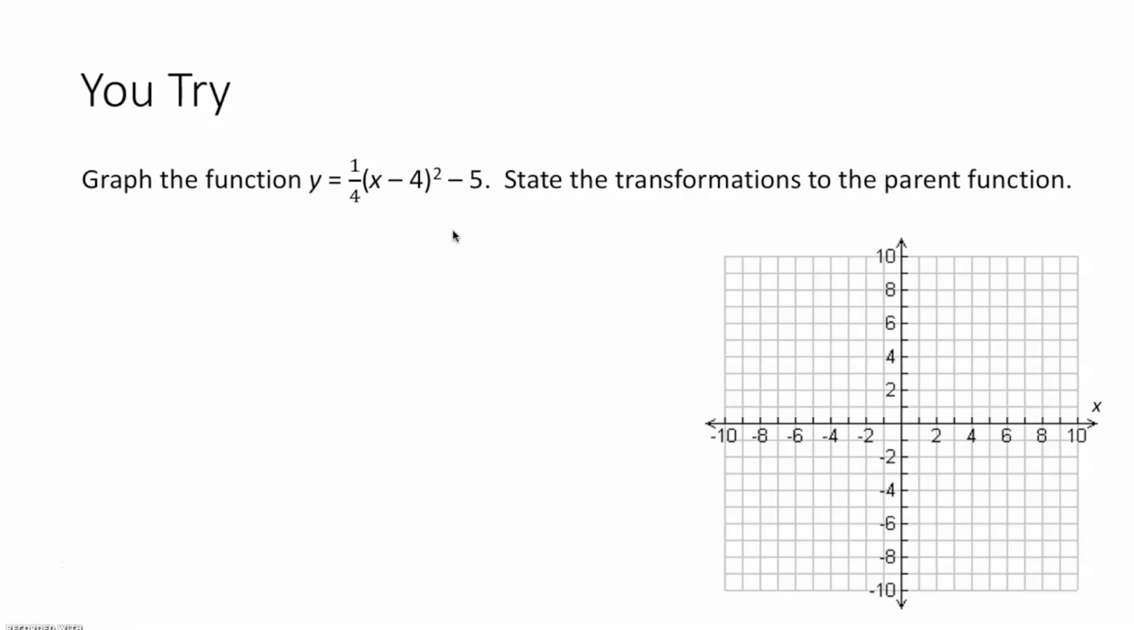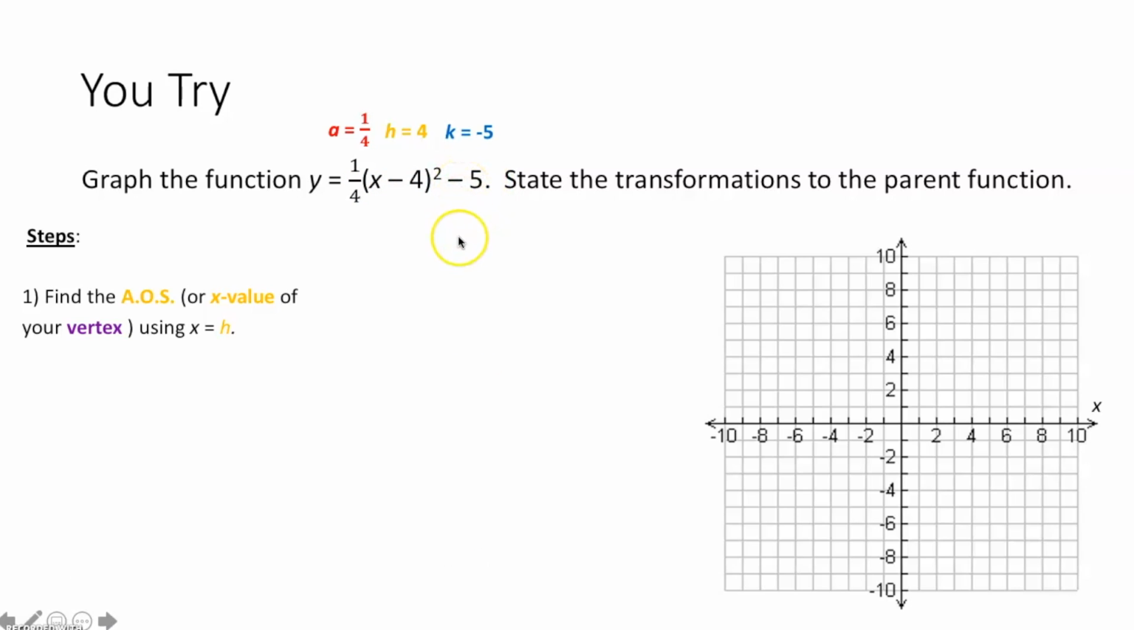Oh, you try. Okay, doing the same thing. So first, we need to find our axis of symmetry, or x value of the vertex, using x equals h. So what's our a, h, and k? Well, our a is 1/4. Our h is the opposite of what you see in here, so that's going to be +4. And our k is going to be exactly what you see out here. That's -5. We then figure out what's our axis of symmetry. Well, it's x equals h, which in this case is x equals 4.